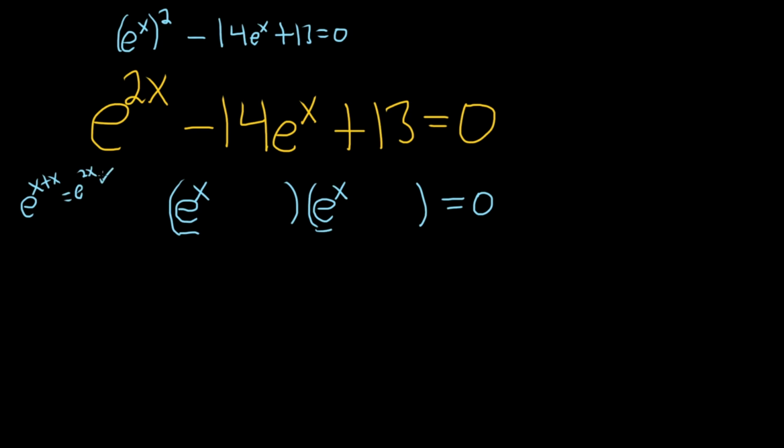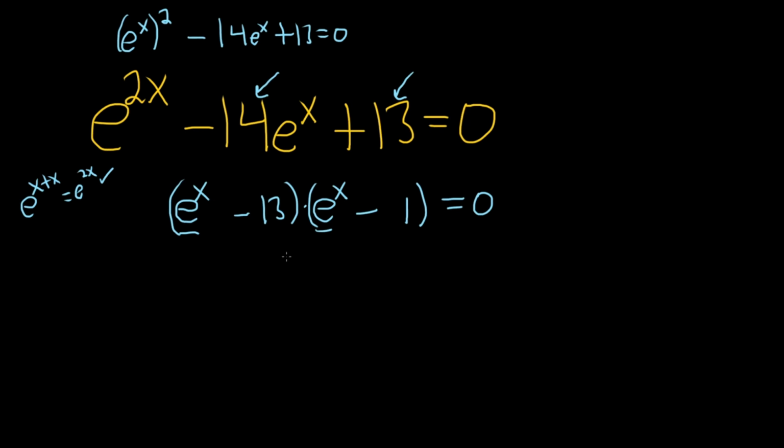So it certainly checks. Now we just need two numbers that multiply to 13 and add to negative 14. So I think 13 and 1 should work. And they should both be negative. This way they'll add to negative 14. Negative 13 times negative 1 is positive 13. And then if you add negative 13 and negative 1, you do get negative 14.